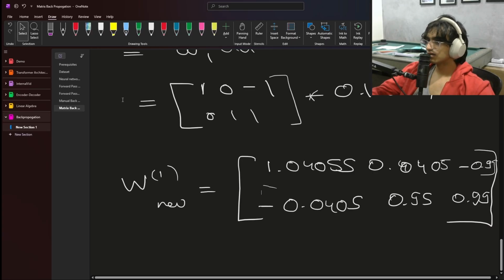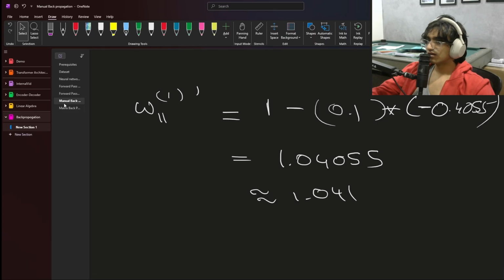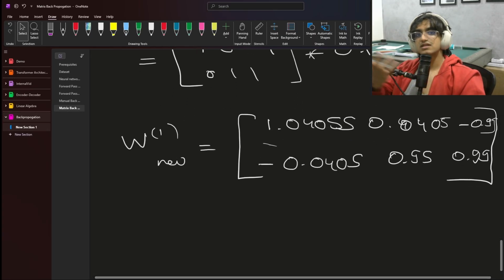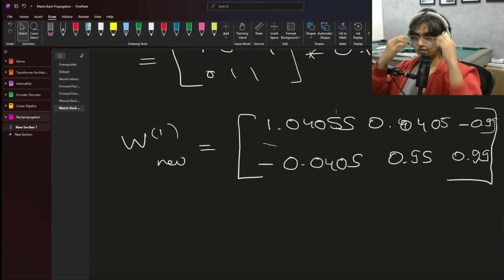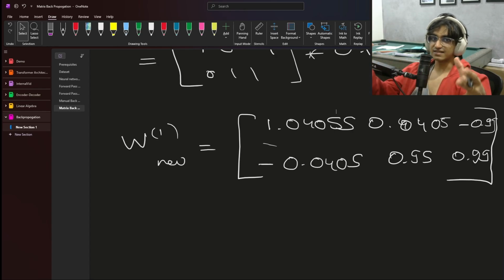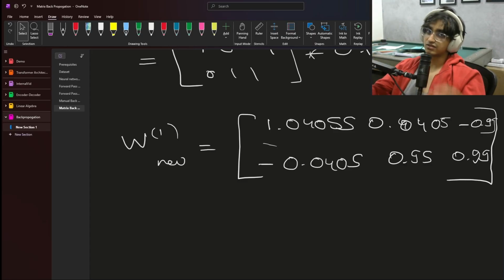If we look back at our manual backpropagation, this is exactly what we got, 1.04055. So this is how it's done using matrices. Matrices help do all these calculations very quickly, especially when the batch size increases. Right now this was just for one specific sample, so imagine this with thousands and millions of samples. That's why matrices help simplify that, because the GPU can do matrix multiplication in parallel.